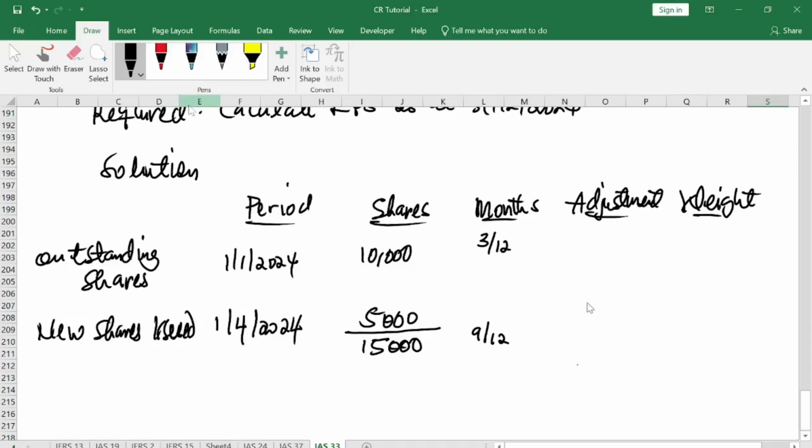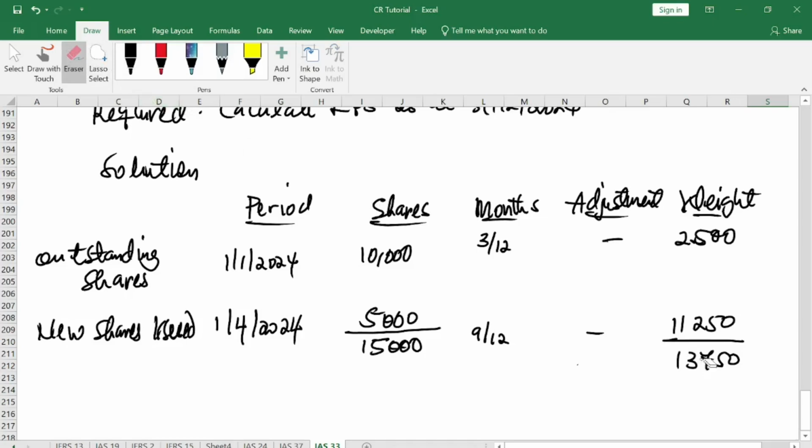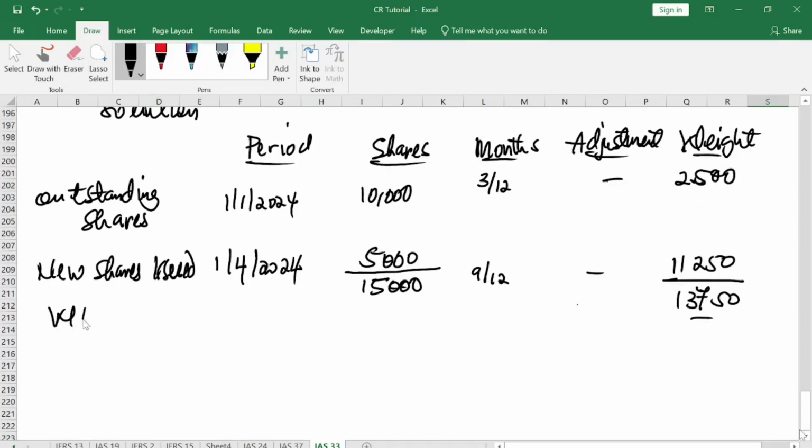So when you are done, what do you do next? You weight it, you multiply. There's no adjustment here. 10,000 times 3 over 12 will give you 2,500. Then this one, 15,000 times 9 over 12, will give you 11,250. So when you are done, you add it. That gives you 13,750. So this is what we call the weighted average number of shares.